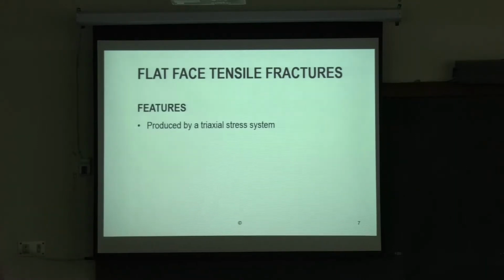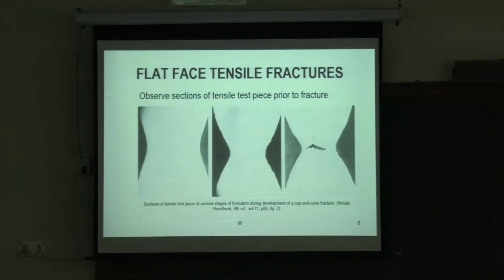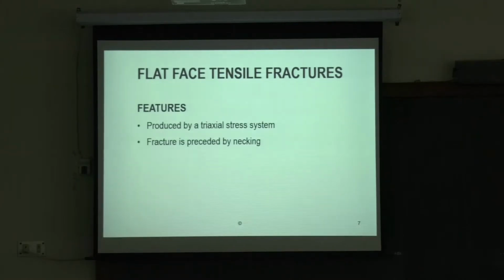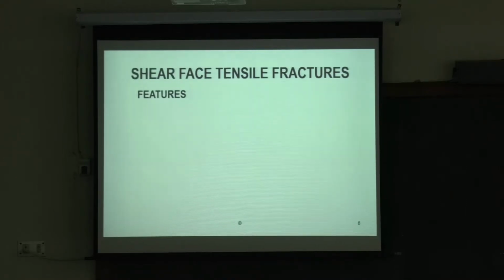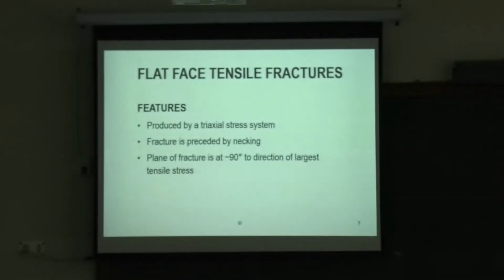So this produces a triaxial system. And under the triaxial system, in the previous figure, there's a flat region here. So that's how the fracture surface is. Fracture is preceded by necking, and again it becomes flat. The plane of fracture is at 90 degrees to the direction of largest tensile stress. If the tensile stress is going like that, the plane of fracture is about 90 degrees to that. That means this crack is propagating in this direction. So, flat face tensile fractures.